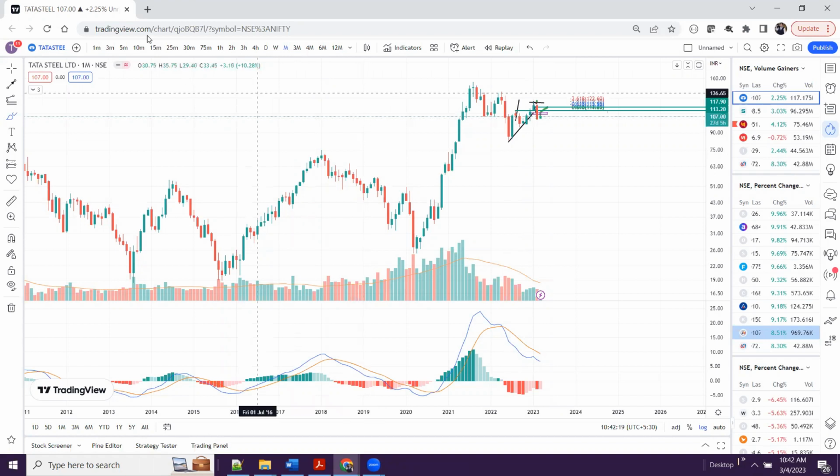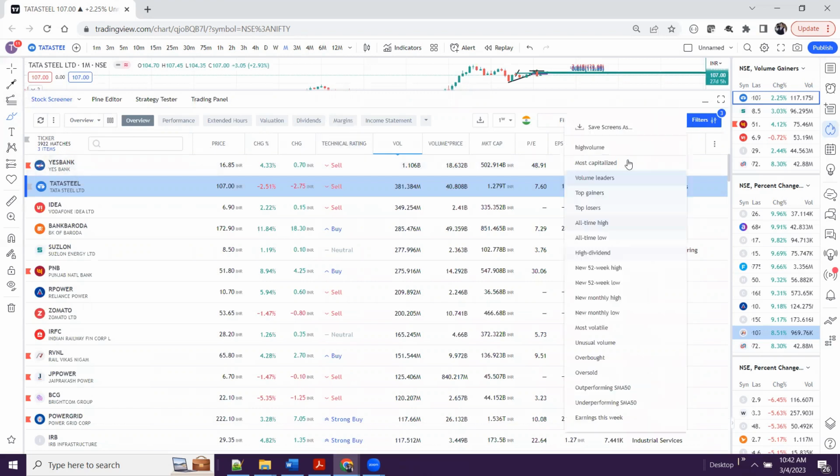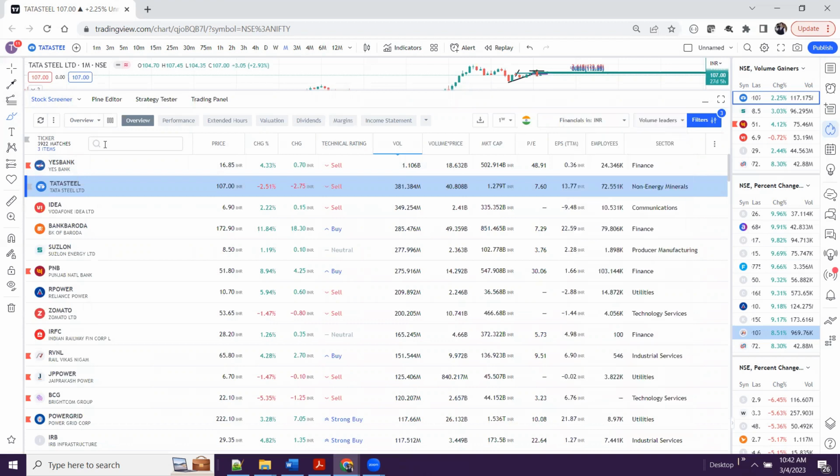This is tradingview.com, and at the bottom of this screen, you can see there is a show panel button, and if you click this, there is a stock screener option in TradingView. I have selected the volume leaders option, which is an inbuilt screener. But you can see the matches are 3922. So this is a list of huge stocks, and we have to narrow it down.